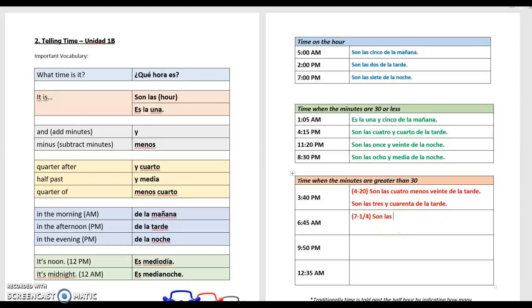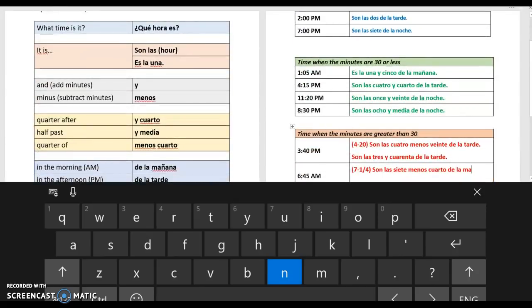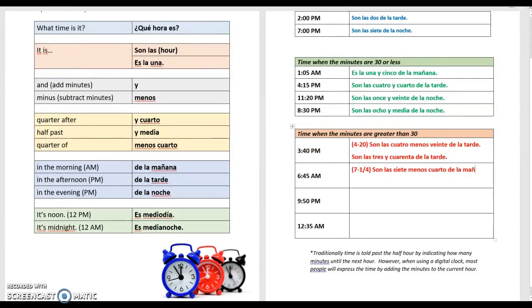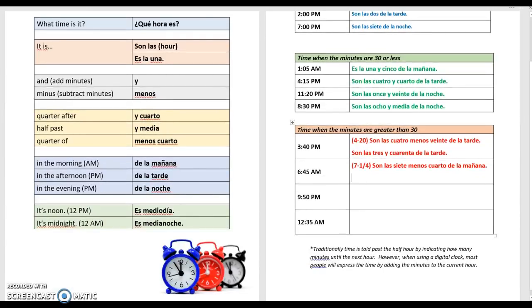Son las 7, menos. How much am I taking away? Cuarto de la mañana. T on the end. Bam. All right, now let's give a shot to doing it the more modern way, the digital way.